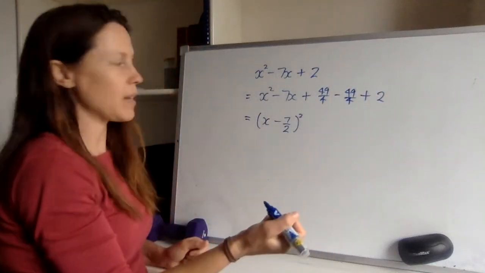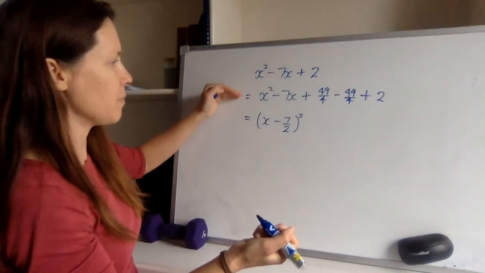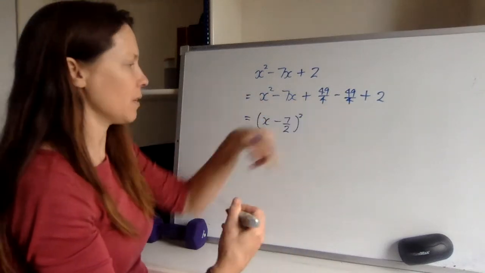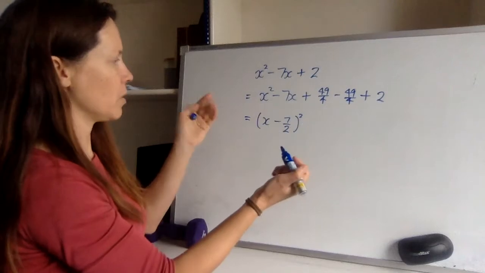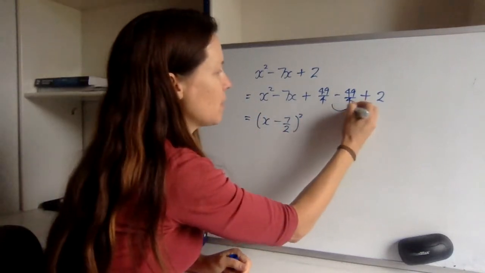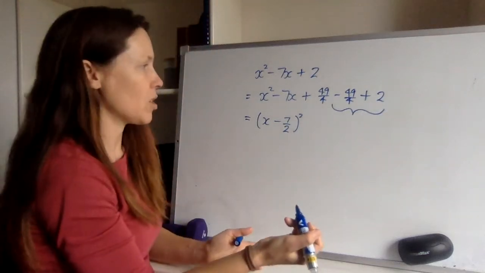Now carefully compare your lines. Are these two the same? Yep, they've just got the 49 quarters added and taken away again. Are these two the same? No, these three terms are taken care of here, but these last two terms are the ones that I need to tidy up.